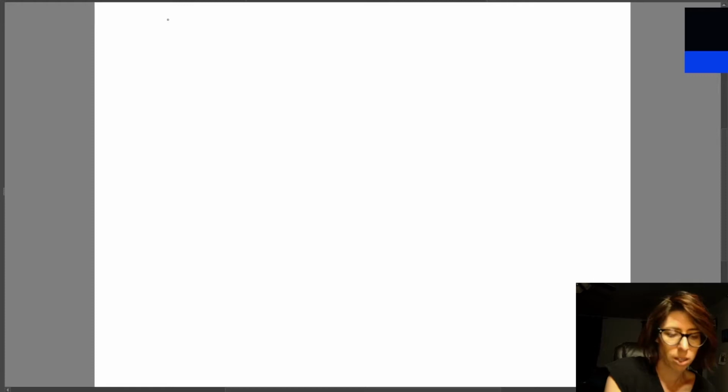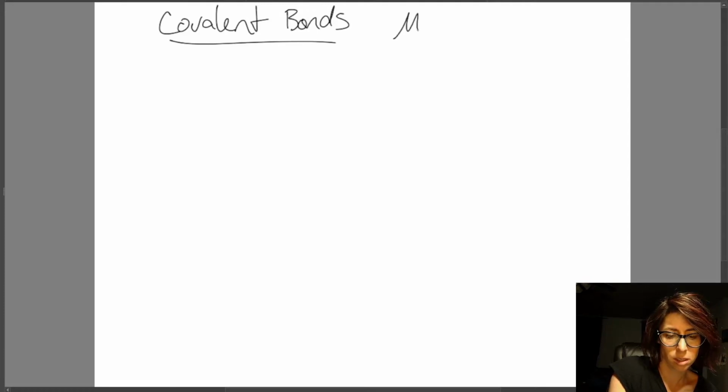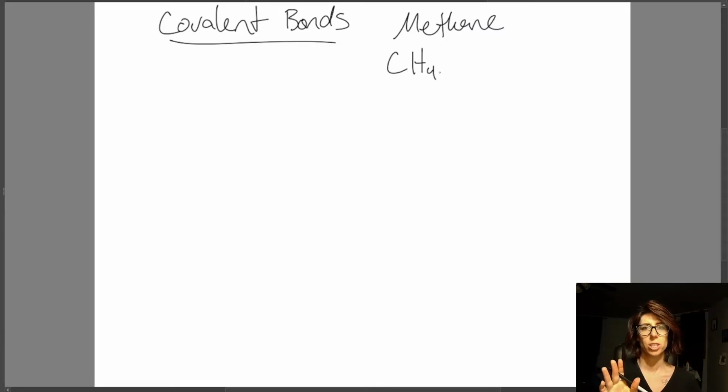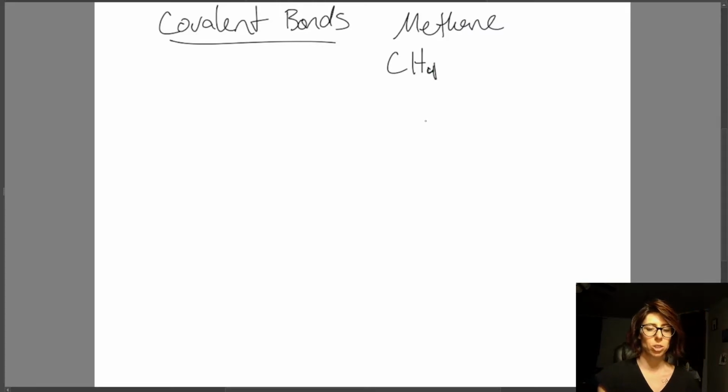Let's look at another example. Still covalent bonds. Let's look at methane. Methane has a chemical formula of CH4. That means 1 carbon and 4 hydrogens, okay? So that's a 4 there. 1 carbon and 4 hydrogens.